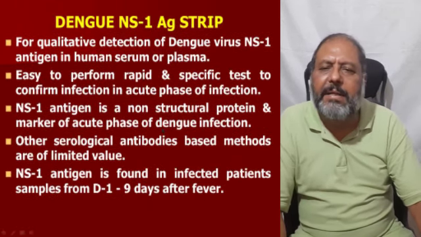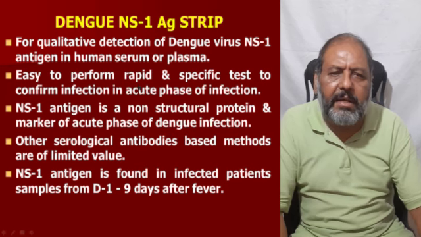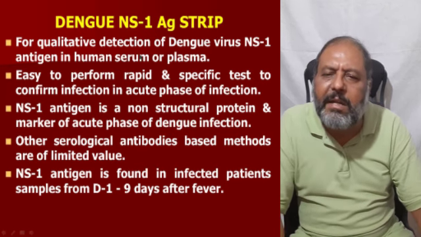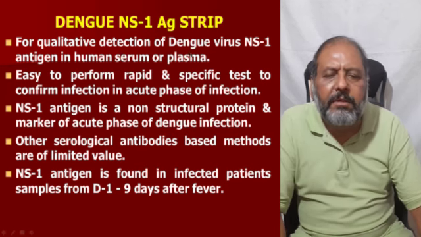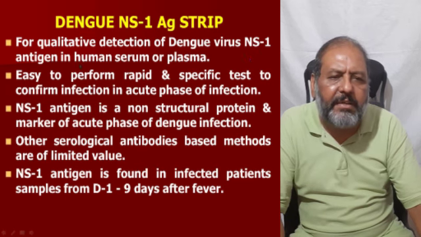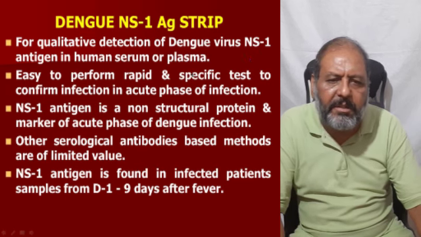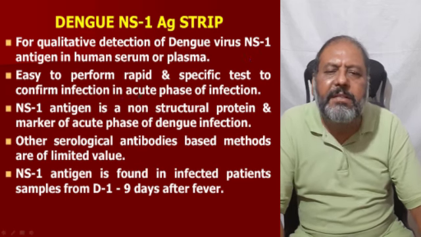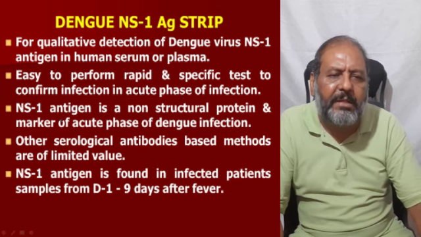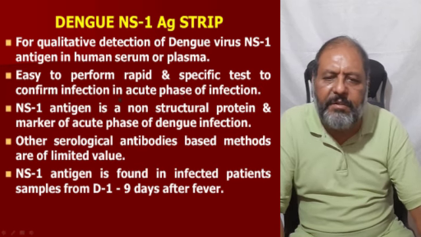Now, the rapid test available is the dengue NS1 antigen strip. For qualitative means, it just detects the dengue virus NS1 antigen in human serum or plasma. It is an easy to perform, rapid and specific test to confirm infection.